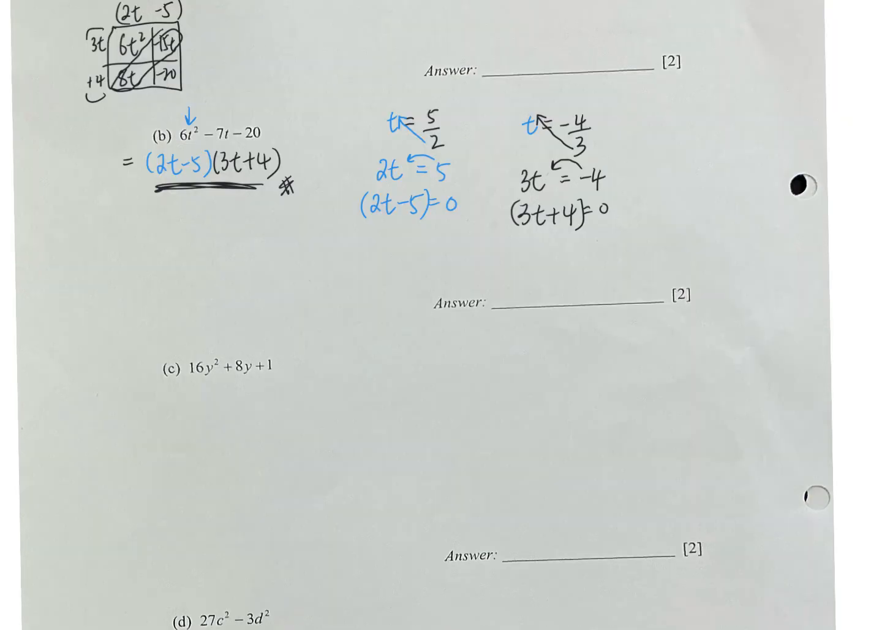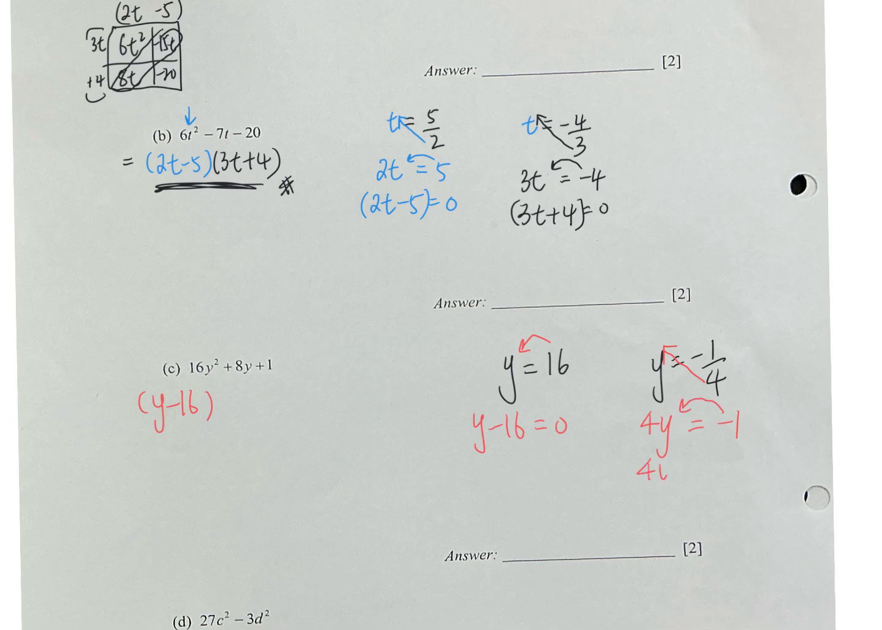Answer gives you 16, and the other one is negative 1/4. So how to get back? First factor, I bring this over, so one of it is y minus 16. The other one, cross multiply the 4 first, bring the minus 1 over. So this will become 4y plus 1, and then you are done.